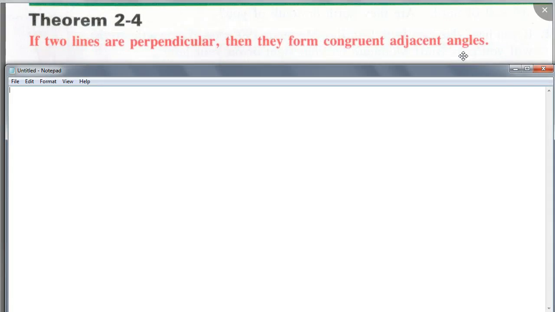Are you all ready for the first theorem of the day? All right, good, I like that attitude. If two lines are perpendicular, then they form congruent adjacent angles. It's our first theorem, and we're going to actually prove this in class. Actually, you will. And it's sort of obvious, right?